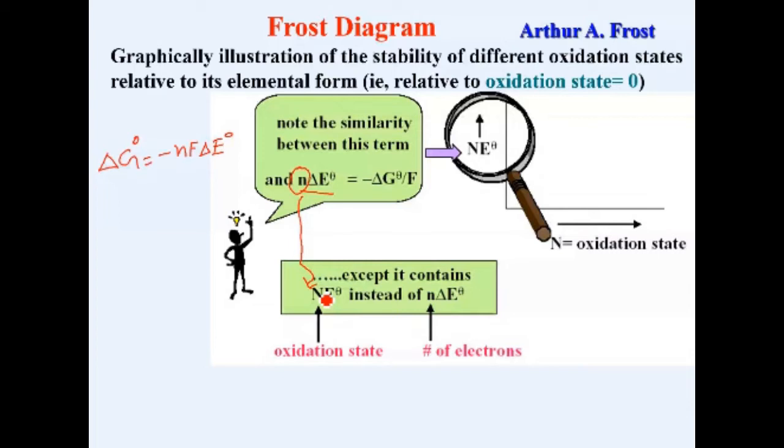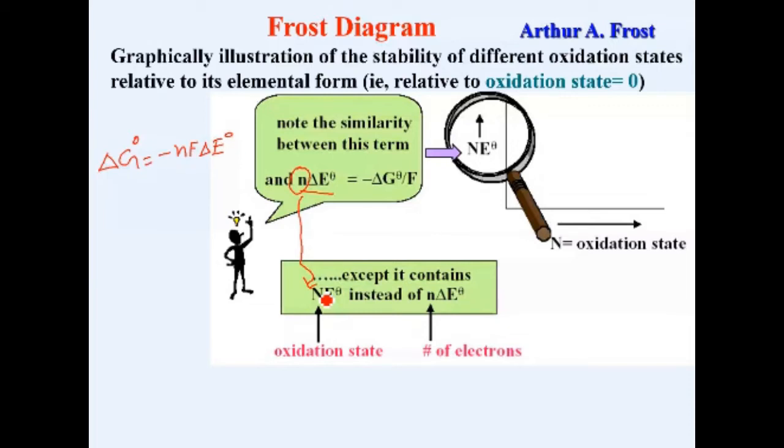It will be a little confusing, but remember the Arthur Frost diagram. How he has written the diagram is N E naught on the y-axis, and on the x-axis he has taken N, the oxidation state. That is what I have written here. N is the oxidation state he has taken instead of the number of electrons. So what is N now? N is the oxidation state, with respect to its zero state, for any element you take, the particular species.